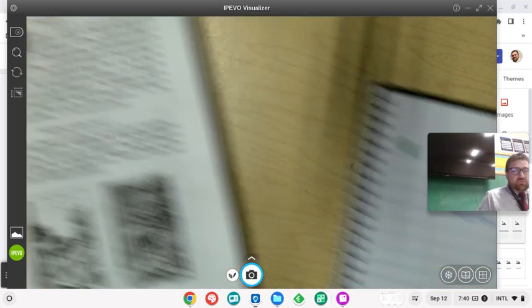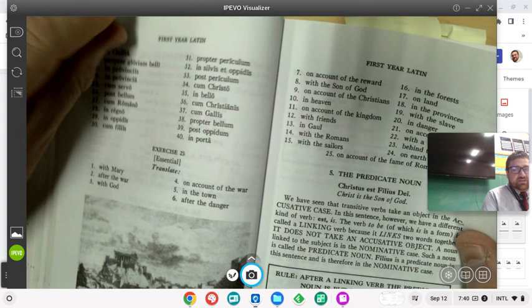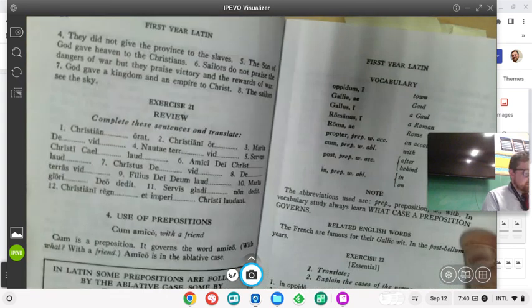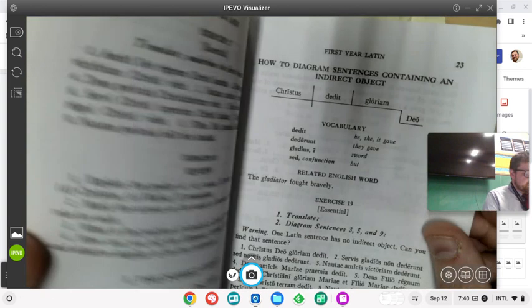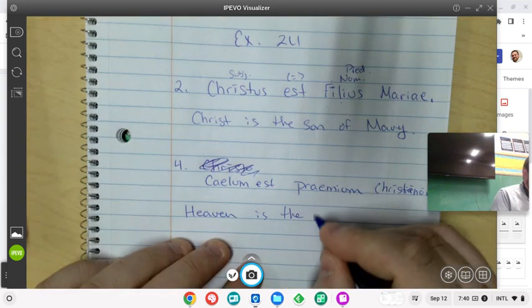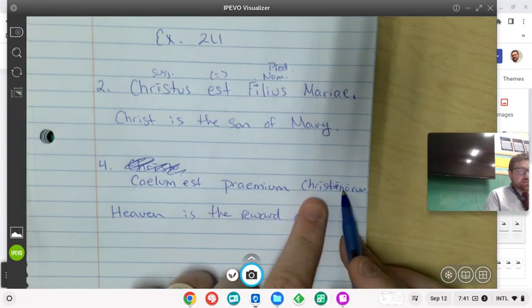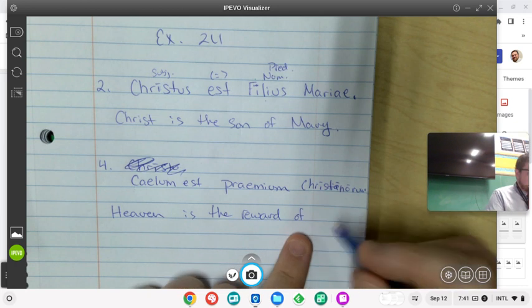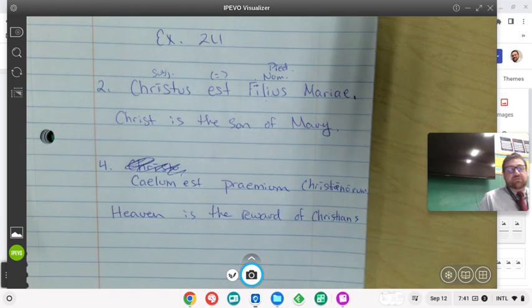Praemium. And remember, if we don't remember what a word means, what we would need to do is go back to where we found it. And sometimes it can take a few page turns. Praemium is the reward. So heaven is the reward. Again, both are in the nominative. Now, Christianorum is a genitive, but it's a genitive plural, so of Christians. We don't want to say of the Christian. We want to say of Christians, or we could say of the Christians. We just have to make sure that it's pluralized.